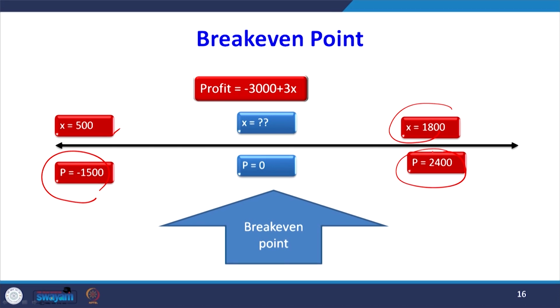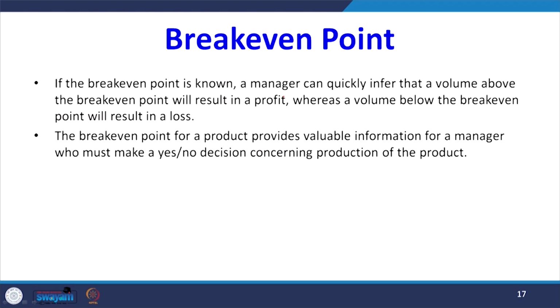As a manager, I wanted to know, suppose if I want 0 profit, how many units should I produce? So, answering this question is nothing but your break even point analysis. So, what is the break even analysis? When the profit is equal to 0, how many units do I need to produce? So, that situation or that point is called your break even point. So, what we are going to do in this function minus 3000 plus 3x, we are going to set profit equal to 0, then we are going to find the value of x.